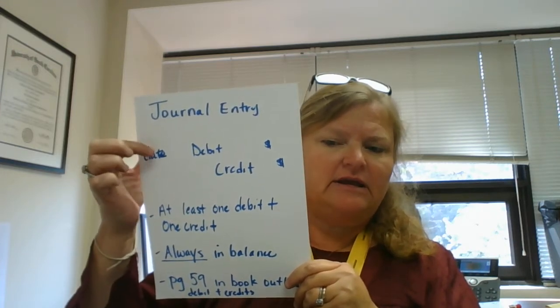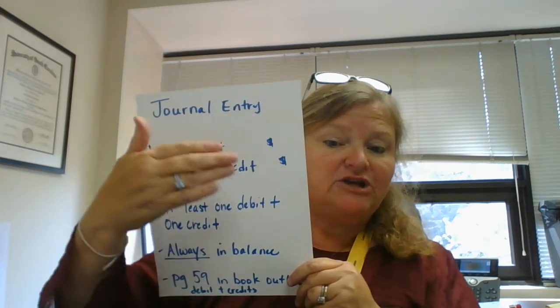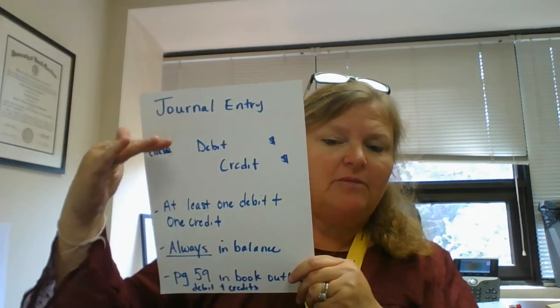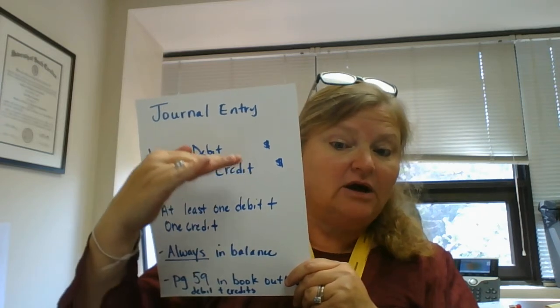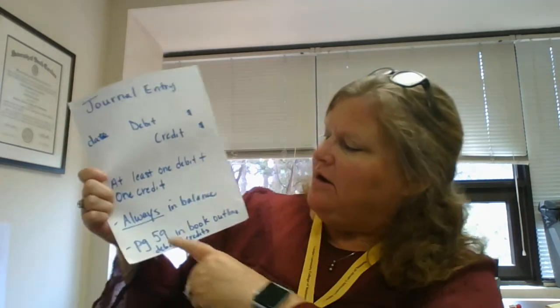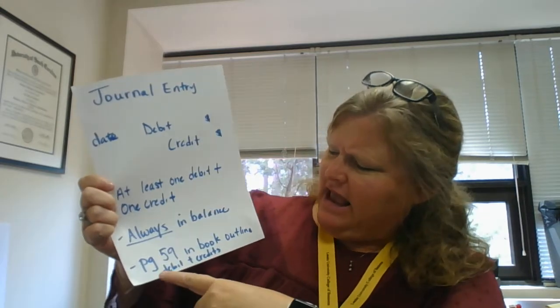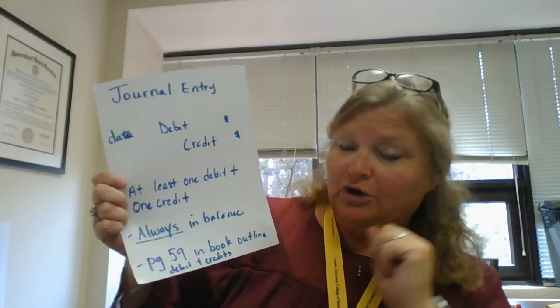So, what do we need to know about journal entries? They're going to have a date, a debit, a credit, and a matching amount. Debit goes on the top, credit is always indented on the bottom. At least one debit and at least one credit. Could have more, but at least one. Always in balance. Always.